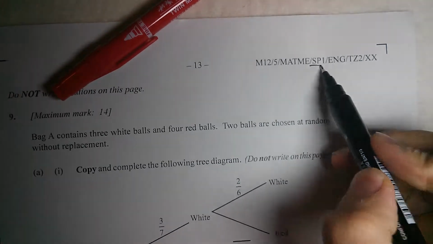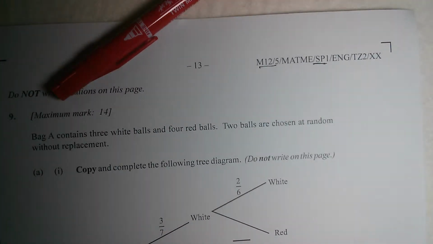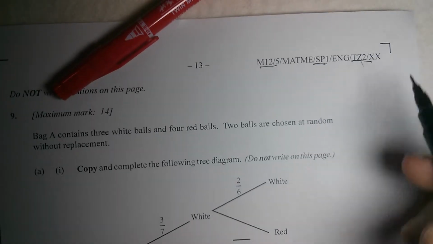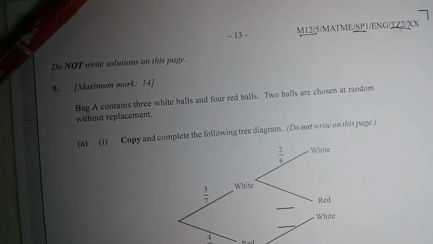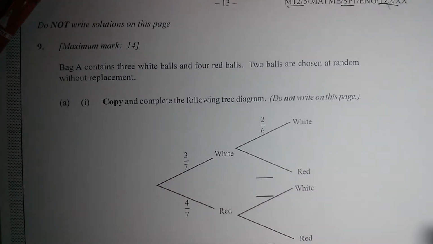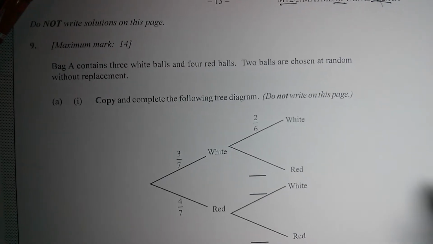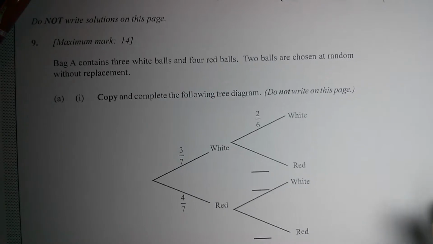But this is an SL paper, IBDP SL paper, 2012, May, time zone 2, paper 1. We're at number 9. It's basically a section B question, kind of a long question. It's a probability question. I don't do a lot of probability questions. I don't really like it, but well, let's do one just for you.